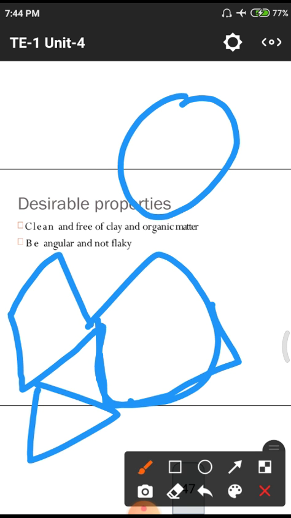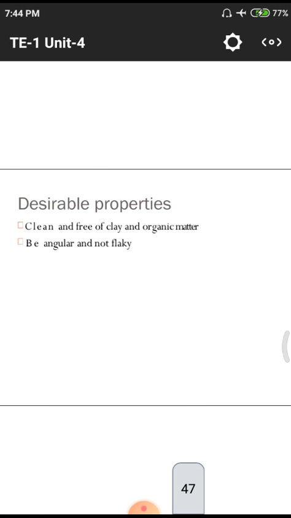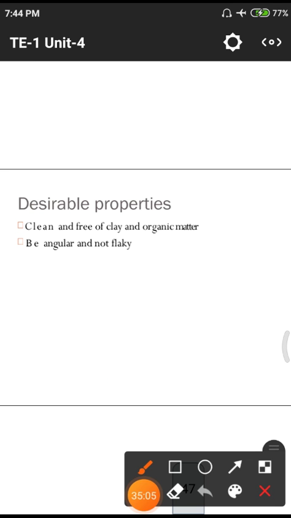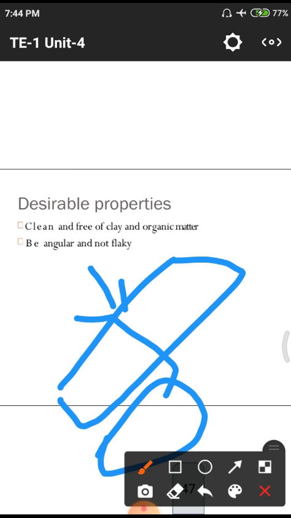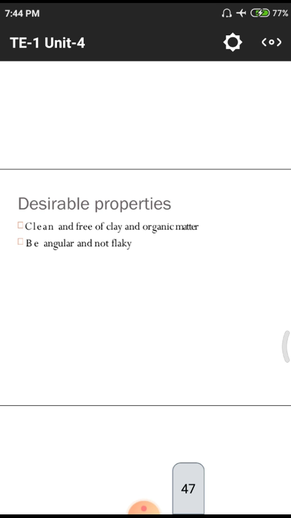We will go for angular aggregates, and automatically we will definitely get high strength. That is the difference between rounded aggregates and angular aggregates. After that, flakiness means if the size of the aggregate is very large, then whenever load is applied, it will break into two parts, and after breaking into two parts there may be bond breaking. Due to this, the strength is also reduced, so we have to choose angular aggregates without any flakiness.